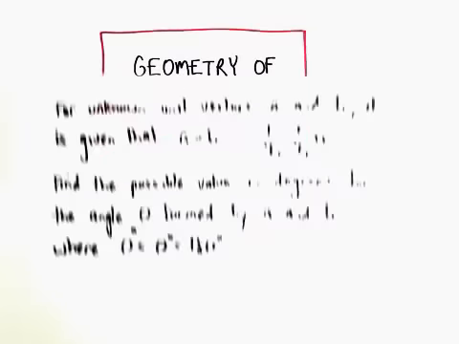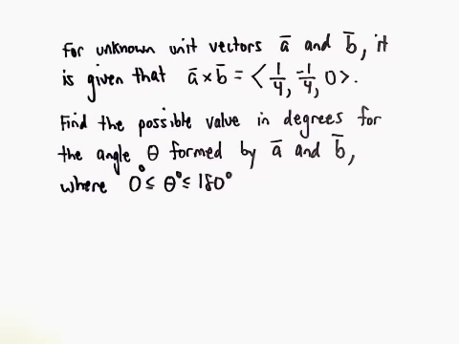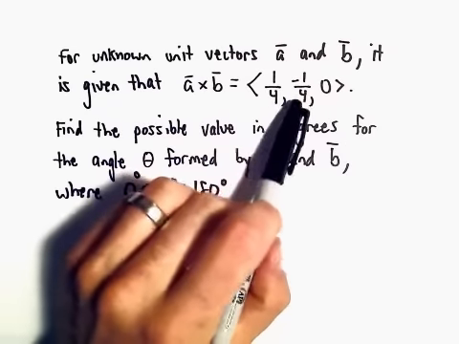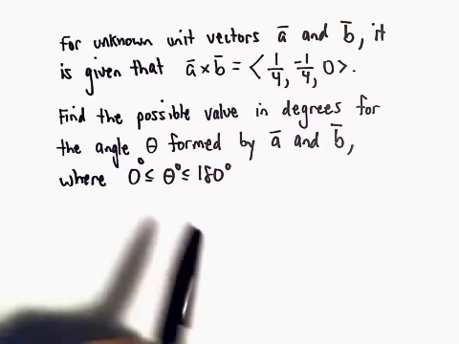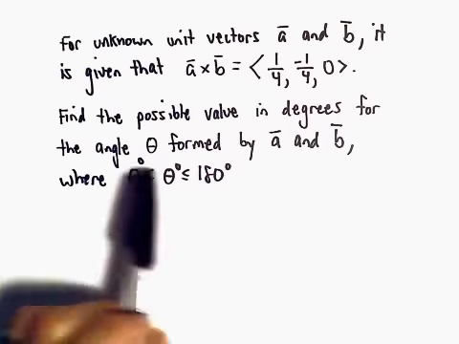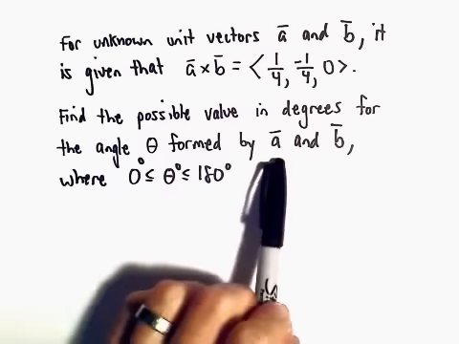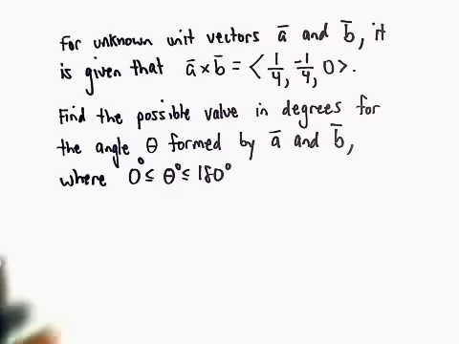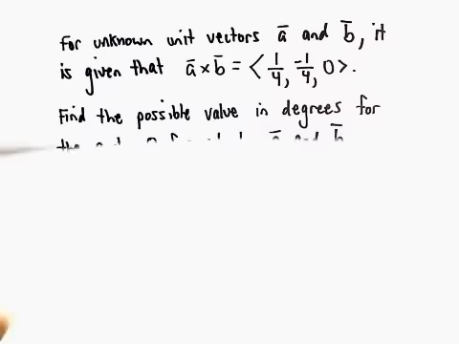Alright, in this example we have two unknown unit vectors, a and b. We know that the cross product has components 1/4, negative 1/4, 0. We want to find the possible value in degrees for the angle theta formed by vectors a and b, and theta is going to be between 0 and 180 degrees.